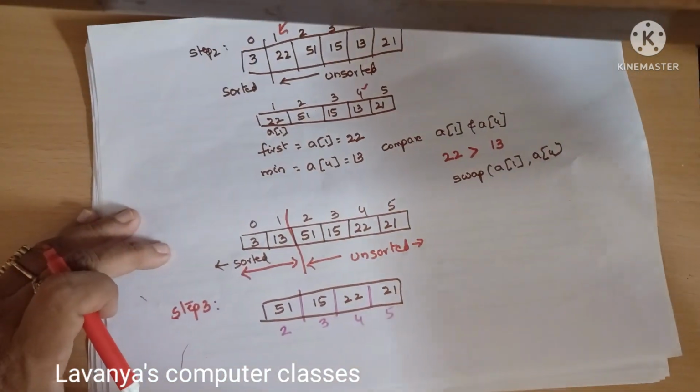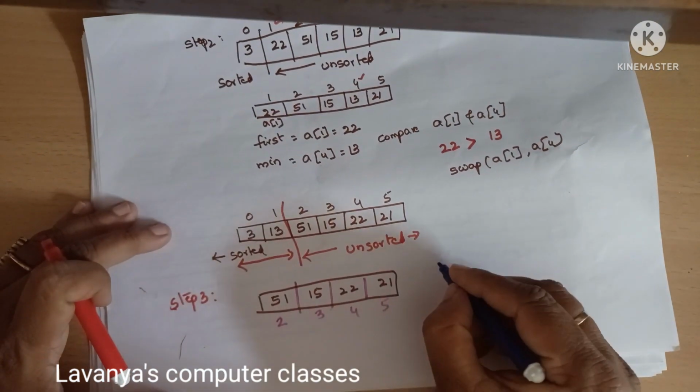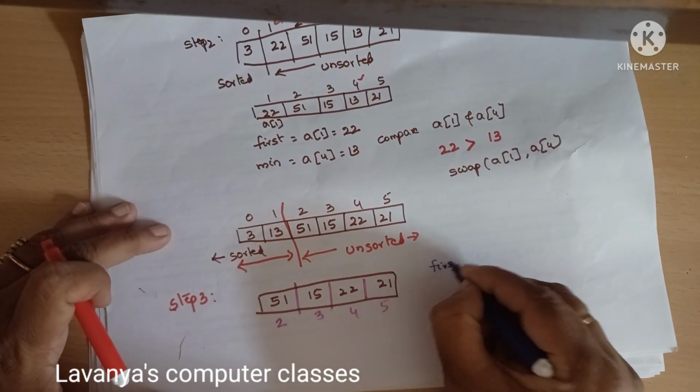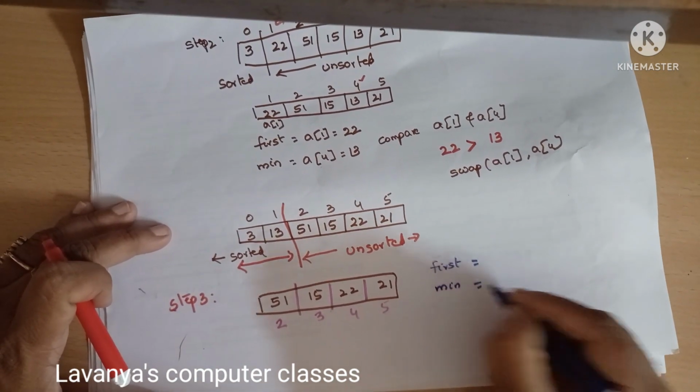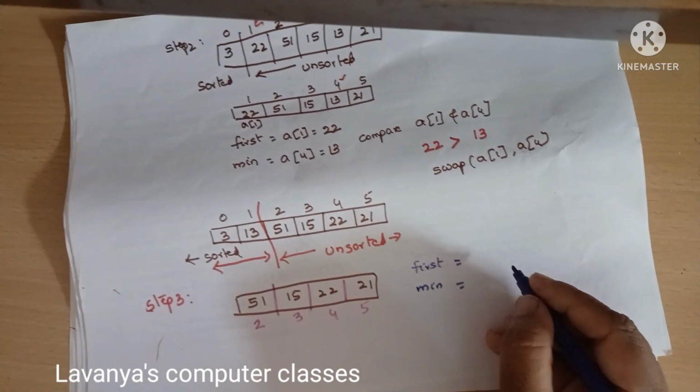Again tell me, what is the same procedure? The same procedure is again to find out which one is the first element and which one is the minimum element. Again the selection procedure, as the name says, you have to select.